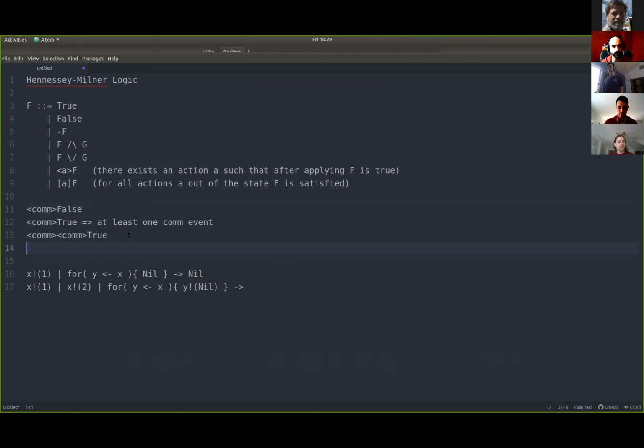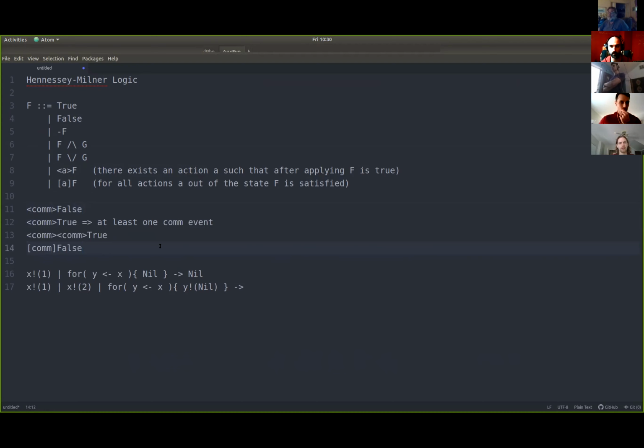Okay, how about something with the box modality? Do box COM false. So that says for all COMs, false. Basically, if there is some COM reduction of our term, then it has to result in a state satisfying the false formula. So no term can result from this thing in a COM event.